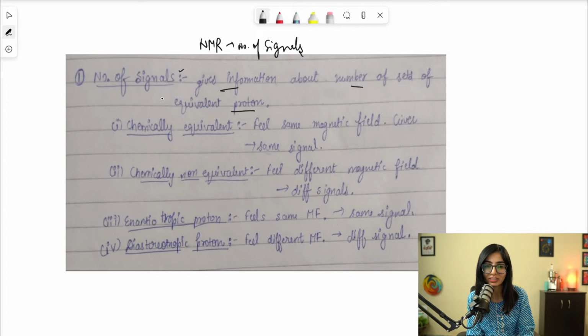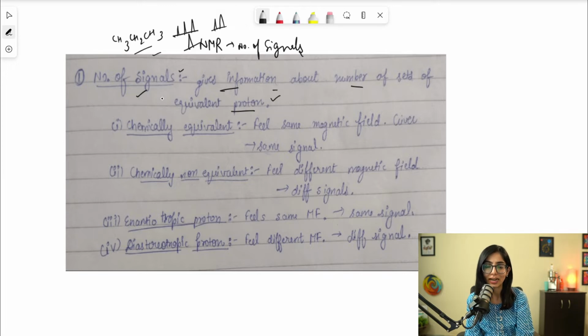Suppose I have this propane. How many equivalent protons are there? We'll find out how many peaks there will be, whether it will be 3, 2, or 1. Then we'll proceed to the chemical shift and coupling constant, the area of integration and all these things. But first of all, we'll just cover the number of signals. It's very important and, trust me, it's going to be very interesting. You are going to go through this lecture as if you just blinked. So the number of signals gives information about how many sets of equivalent protons there are.